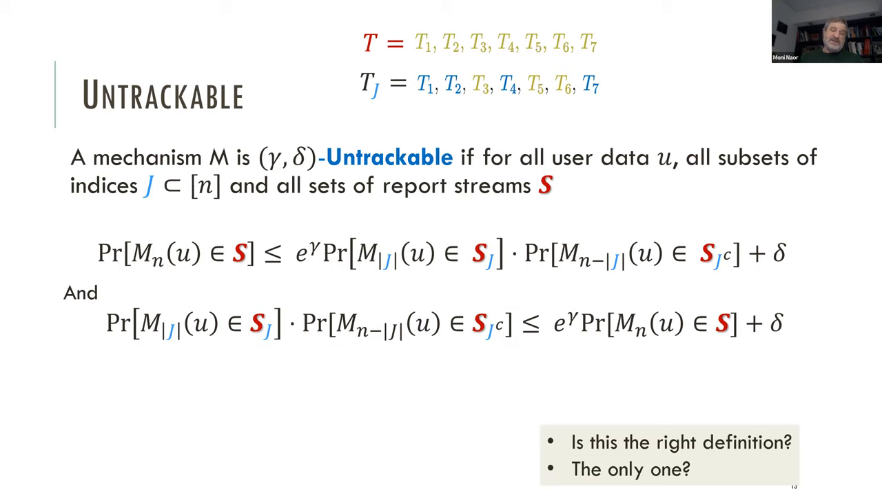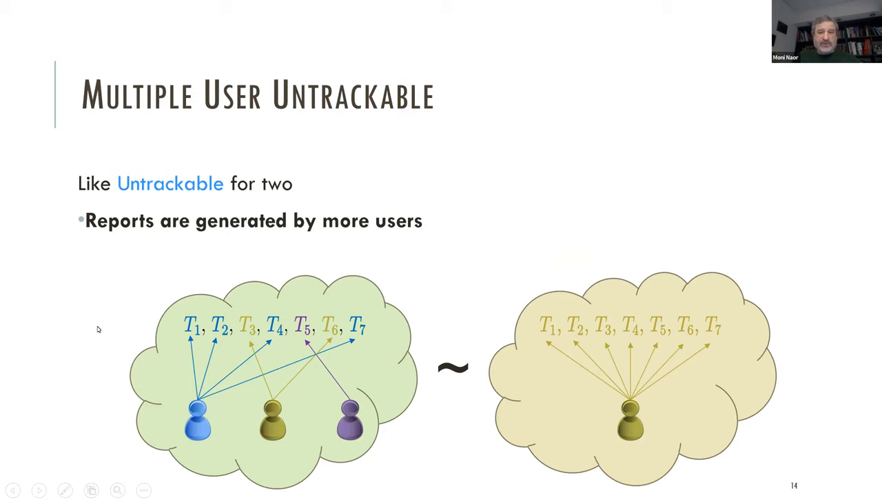Now, of course, you could ask, is this the right definition? Is this the only one? Why two? Why not many? Well, you never know if you have the right definition, if it's the ultimate definition, but we can see how robust it is. For instance, we could have defined the many-user version, and we can show that you can go from the two-user version to the many-user version at a parameter loss. So at least we're in the right ballpark. Then of course, we'll also see composition theorems, which are an indication that we are on the right track. In multiple-user untrackability, instead of two, we're comparing the case where we have one user versus the case where we have multiple users.